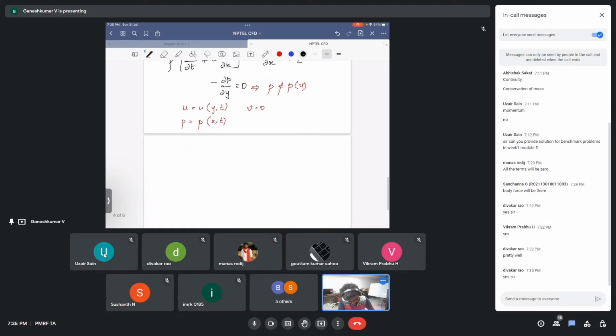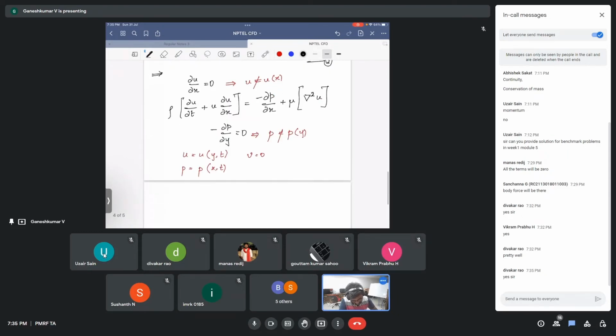One more assumption. Again, if we look at this, one more thing you can do here. We can still write, since u is not a function of x, this dou u by dou x is also going to be 0. So the dou u by dou x term also goes away. So now the remaining equation will be like this.